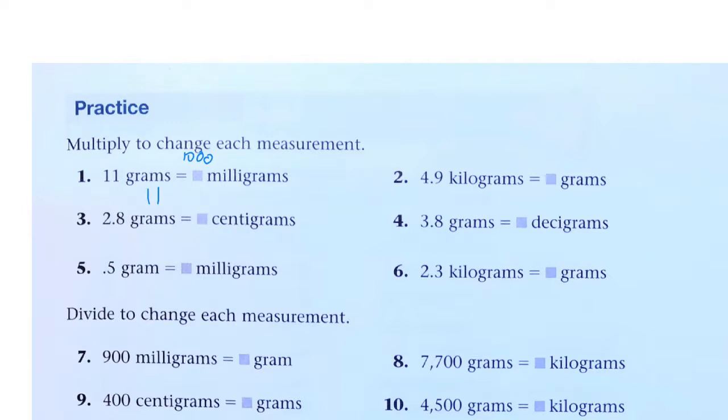We've got 11 grams. We have to multiply because we're moving from the larger to the smaller. We have 3 zeros in 1,000, so we're moving the decimal place 1, 2, 3 times to the right. So 11 grams make 11,000 milligrams, and then we put the label on it.